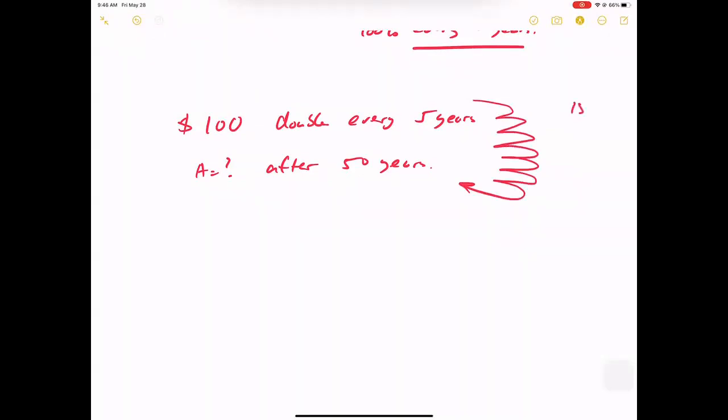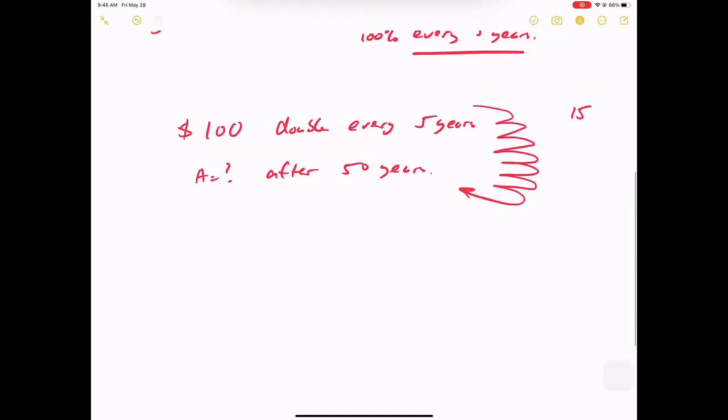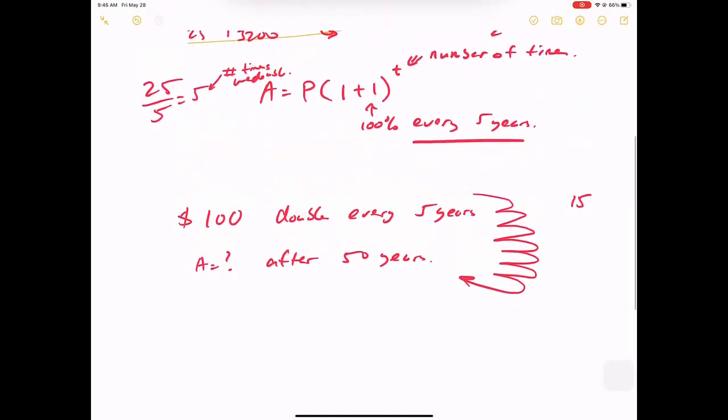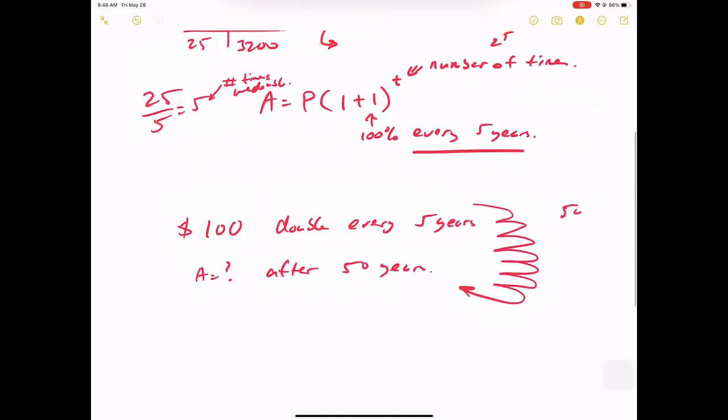Well, if we have 50 years, and we say if I divide it by 5, we're going to have 10 iterations. So we're going to go through this repeating cycle every 5 years. How many times are we going to do it? We're going to do it 10 times total.